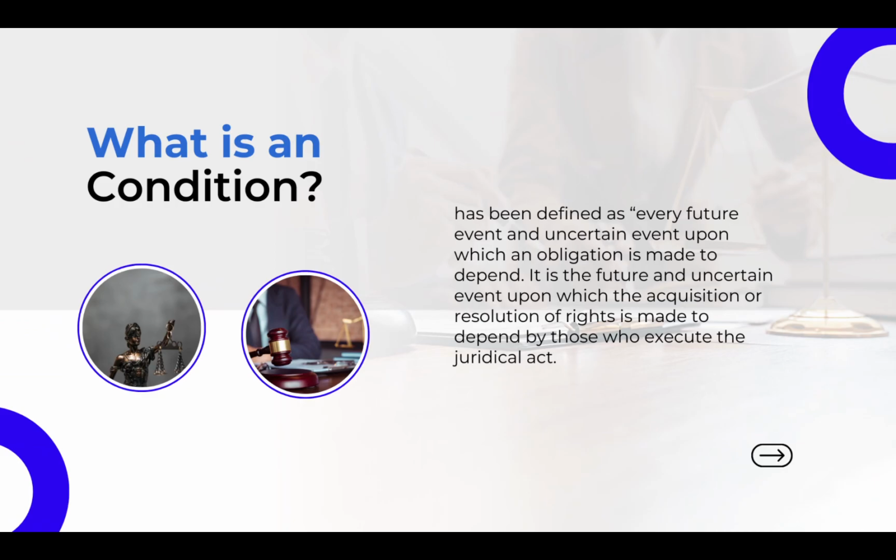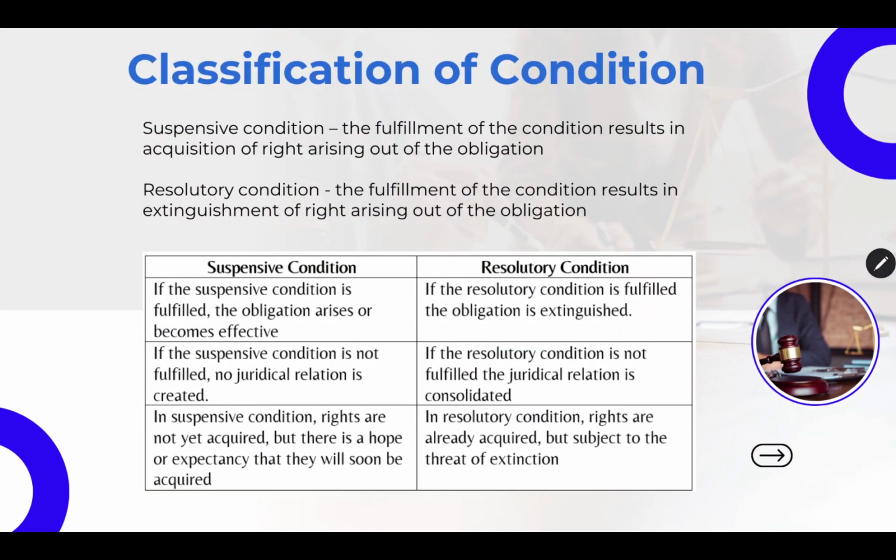So now, as to the effect of obligation, we move now to suspensive condition and resolutory condition. So, move na tayo sa next na kinds under the primary classification of our obligations. Ito yung tinatawag na suspensive condition. Yung suspensive condition is the fulfillment of the condition results in the acquisition of right arising out of the obligation.